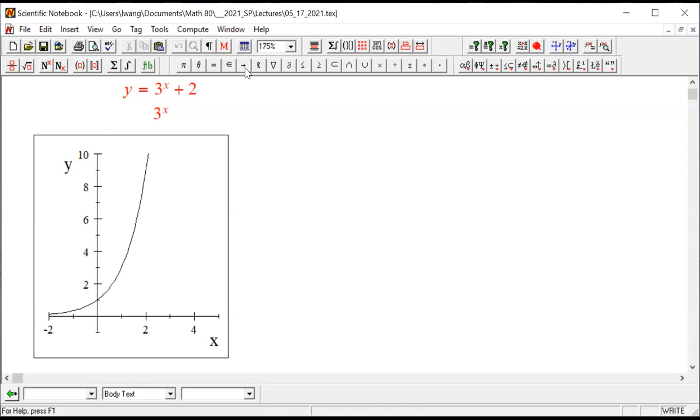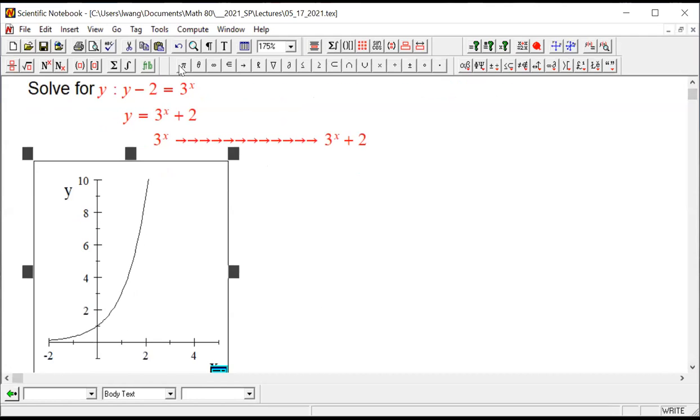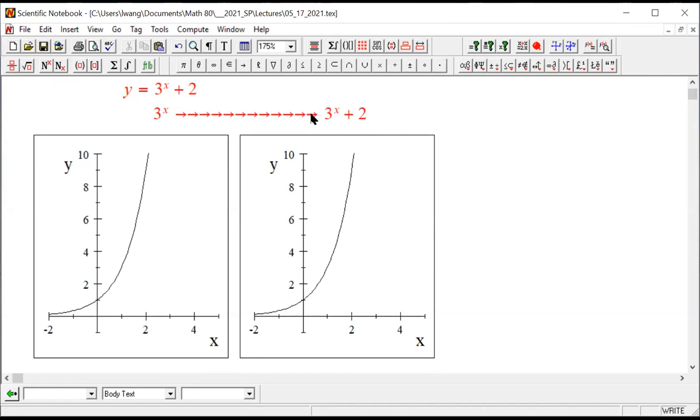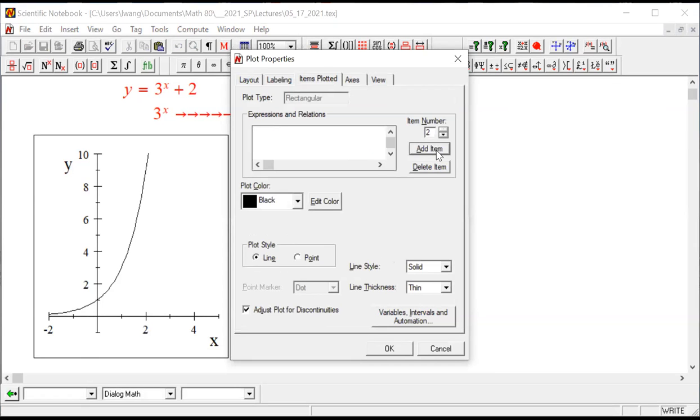And shifting up by 2 units. I hope I didn't make the same mistake as I did before. Okay, adding 2. So this will be shifting up by 2 units, right? If we shift up by 2 units, 3 to the power x plus 2, shifting up by 2 units.